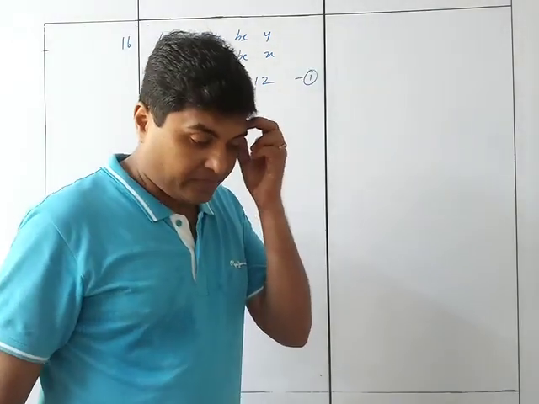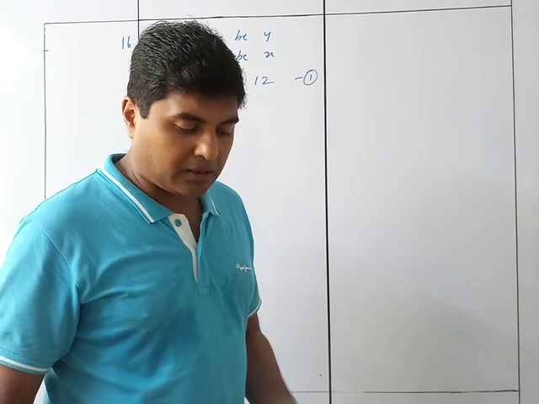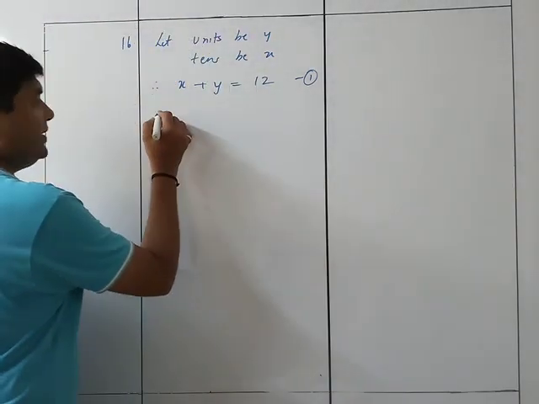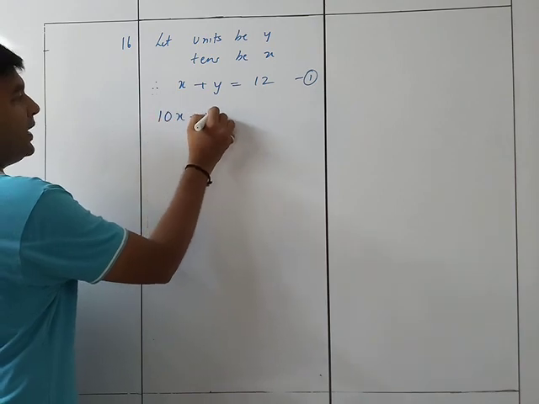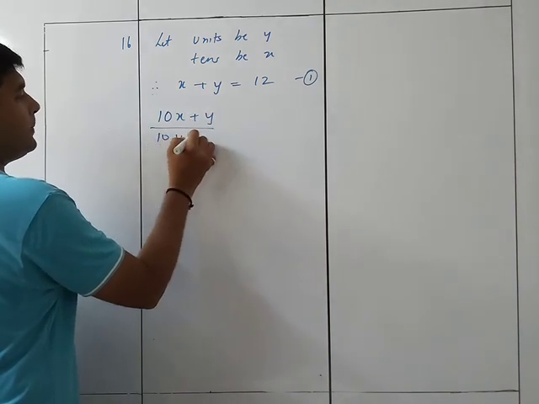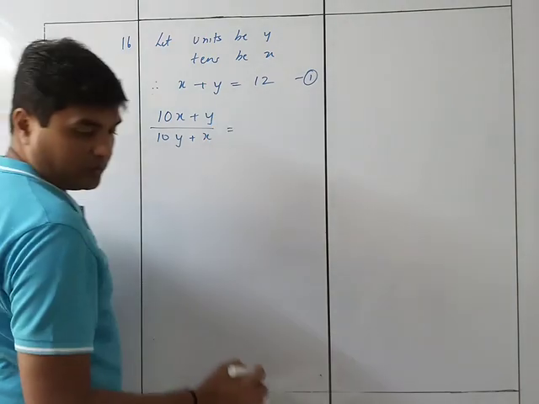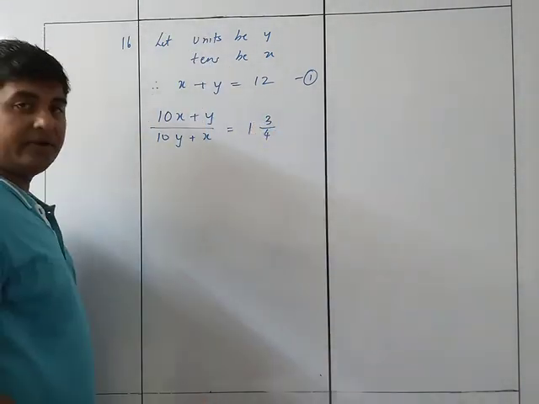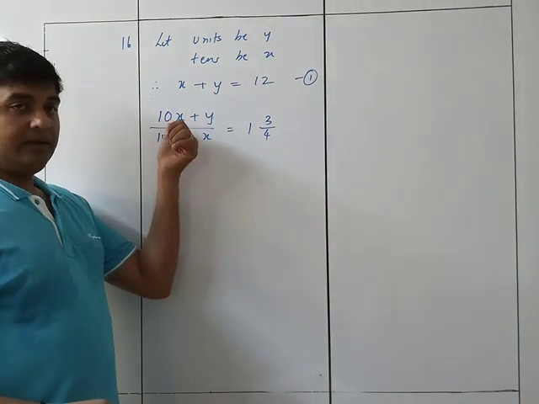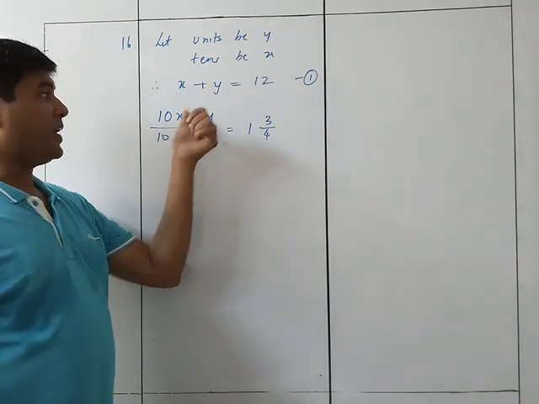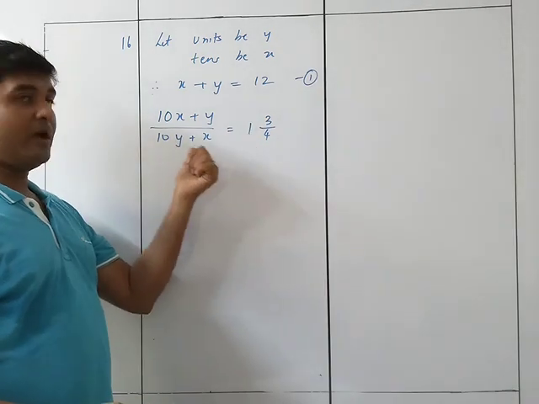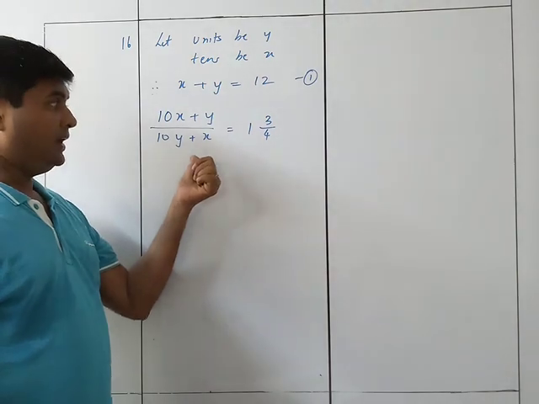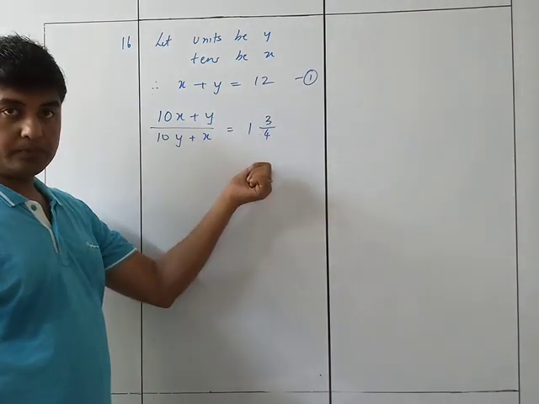Second equation is the result of dividing the number of 2 digits by the number with its digits reversed, it will be (10x plus y) upon (10y plus x) is equals to 1 3 upon 4. Did you understand this? The number was 10x plus y. Reverse will be 10y plus x. They said that the number is divided by the number reversed and the resultant is 1 3 upon 4.